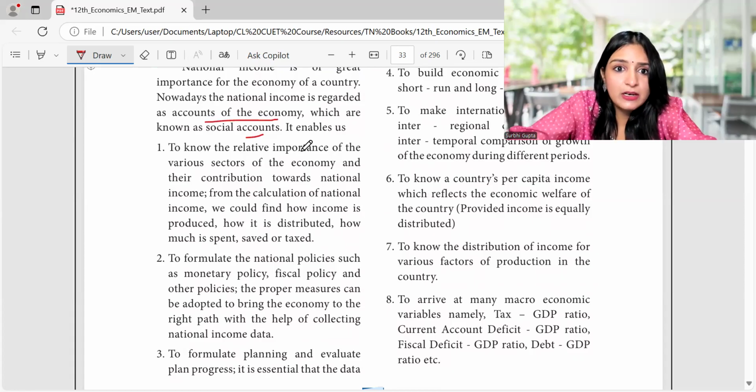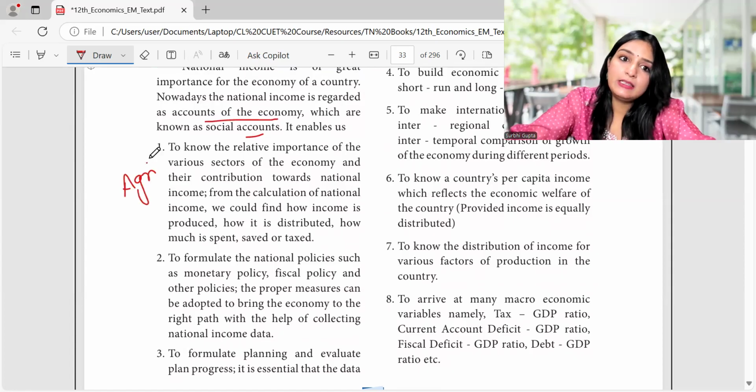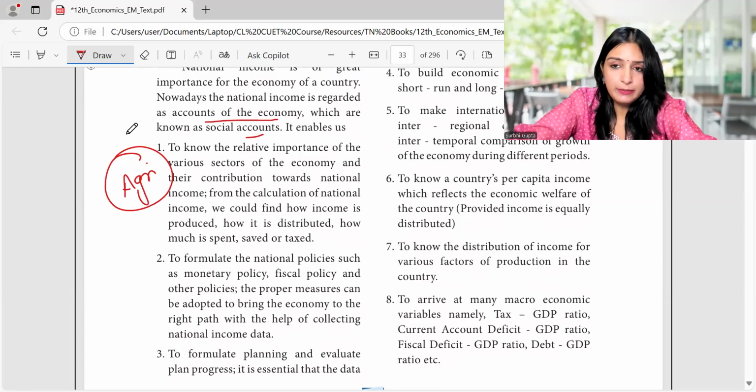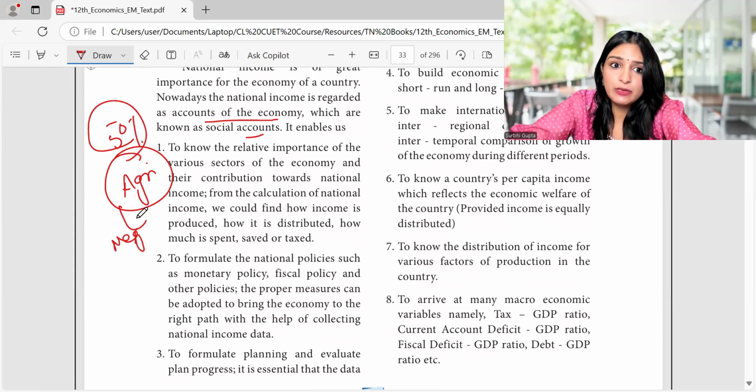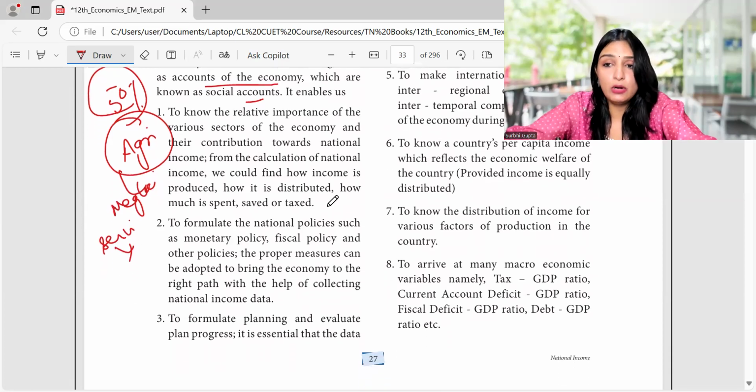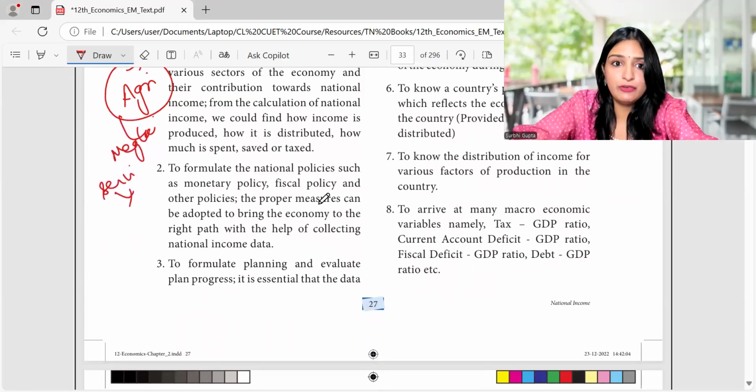It benefits us to know the relative importance of various sectors of the economy and their contribution towards national income. Like if the agriculture sector is employing a major part of the population, more than 50%, and still its contribution is negligible, then there is some glitch. And the service sector on the other hand is employing a smaller percentage of the population, but the contribution is huge, so that tells a lot about the relative importance of different sectors.